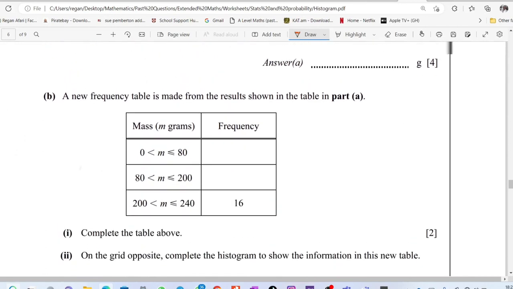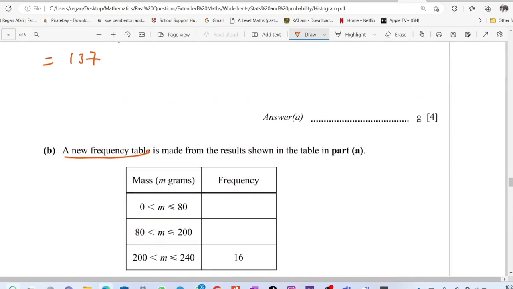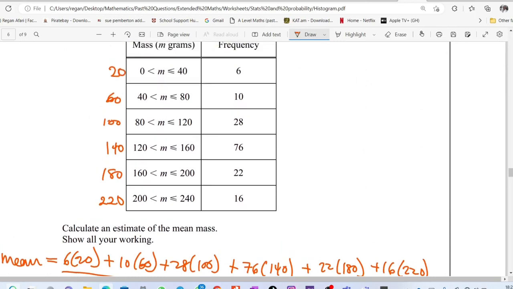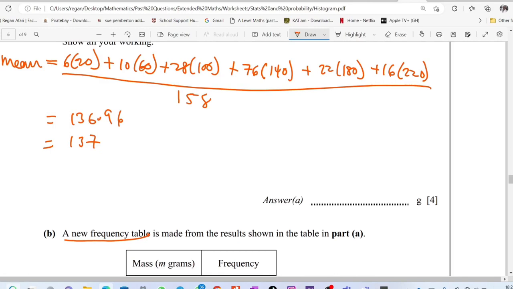Now, as you can see, this kind of question comes a lot, where they let you get a new frequency table, and they modify it a little bit for you to work on. So pay attention to this, especially if you're preparing for your exam. Okay, so from 0 to 80, what will be the frequency there? This is 0 all the way to 80. That's here. We have a frequency of 16.